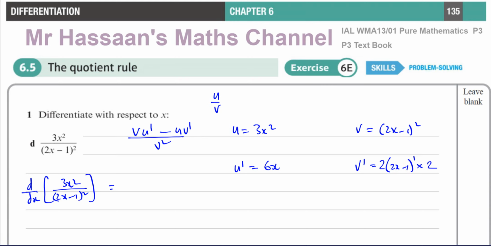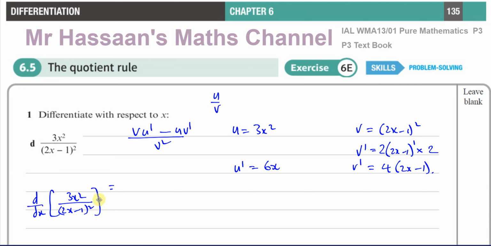So we multiply by 2, and that will give us v dash of x, which we can then say is equal to 4 times (2x minus 1). All right, so here we have u dash, and here we have v dash, u dash and v dash, v and u. So what we're going to do now is apply the quotient rule to this.